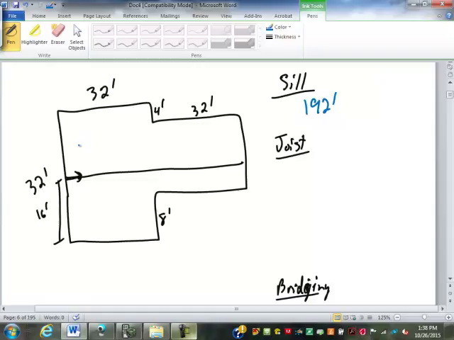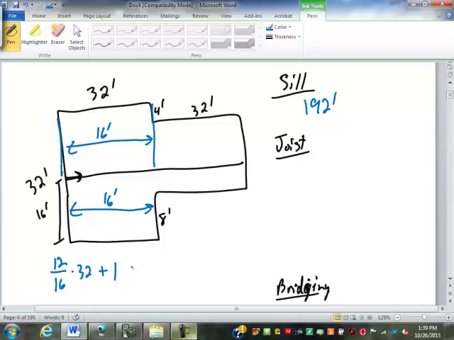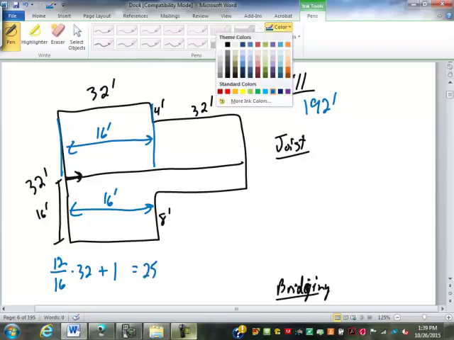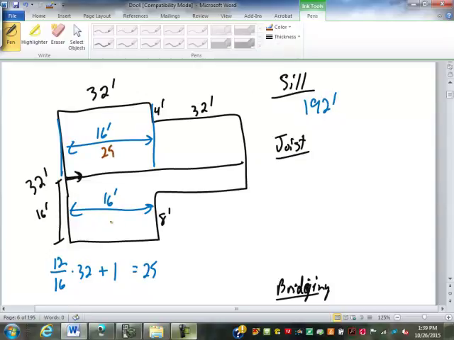For joists, obviously here we need 16 footers, right? Here we need 16 footers. Of course, the run there is 32 feet. So for the joists, it's going to be 12 over 16 times 32 plus 1 or minus 1. We need one here. Do we need one here? Yes. So plus 1. So that is what, 25? So there'll be 25 here and 25 here.